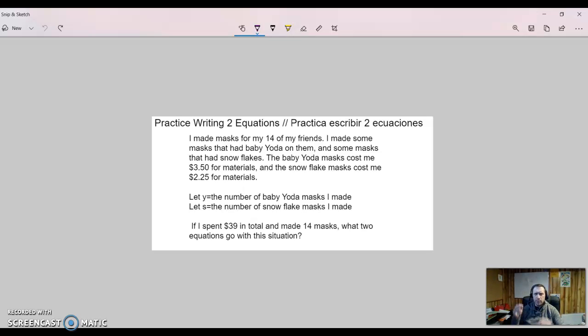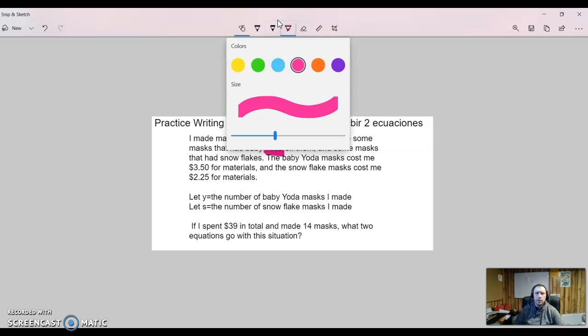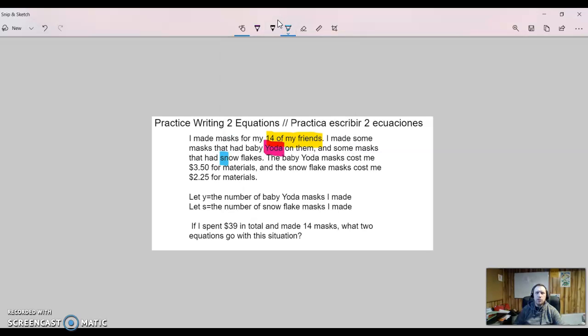All right, so maybe you're able to just look at this and come up with an equation right off the bat. If you're there, great. If not, this is how I read through this equation. I made masks for 14 of my friends. I made some masks that had a Baby Yoda on them and some masks that had a snowflake. So two different types of masks, one with Baby Yoda and one with the snowflake.